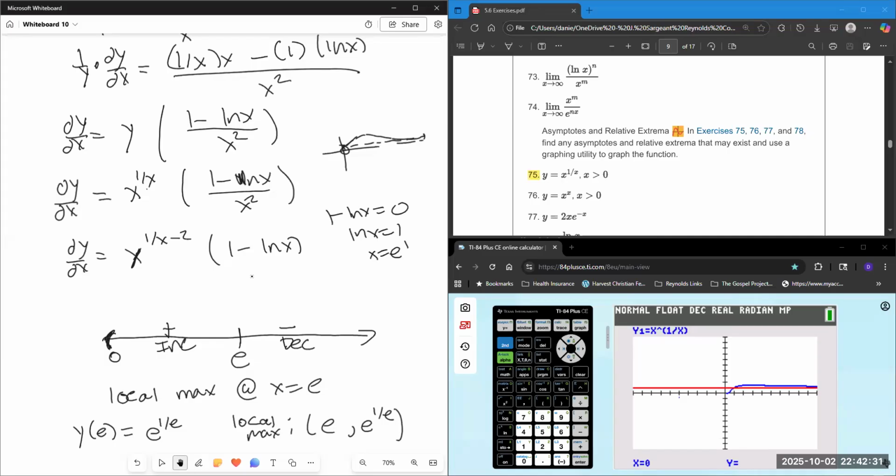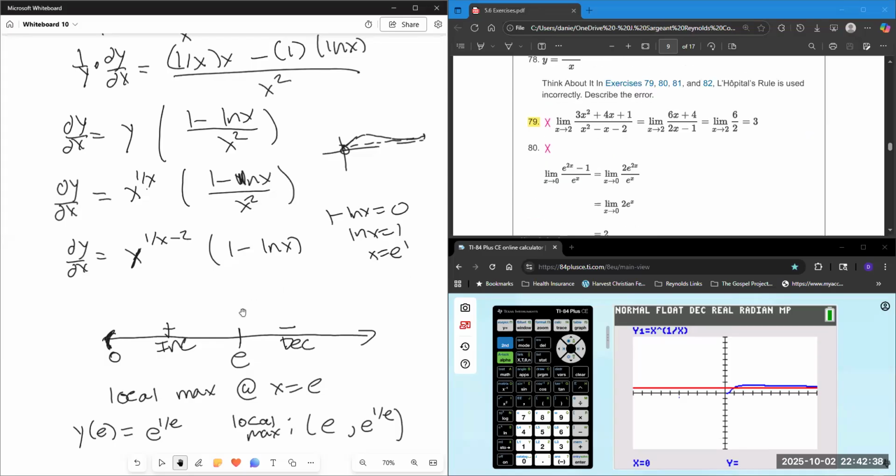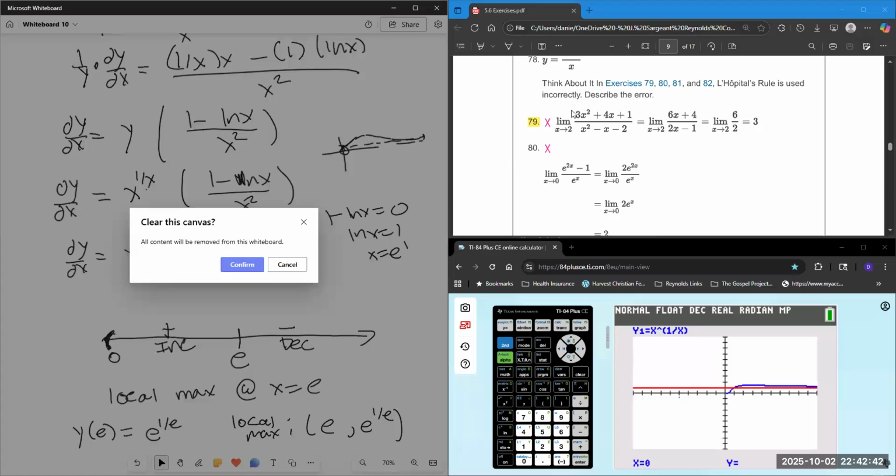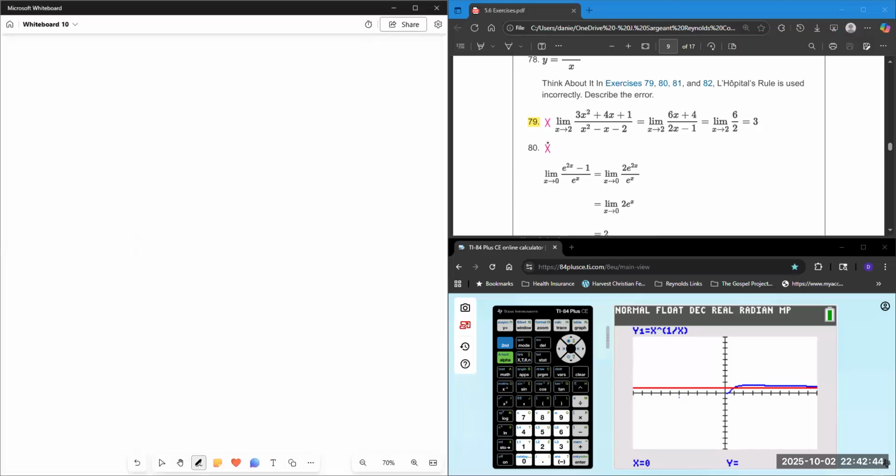All right. We have some error analysis problems now to kind of wrap things up. So when you see these types of problems in the book that have the X next to them, it means that there's a mistake in the problem and they want you to find the mistake. So in 79, it looks like the student used L'Hopital's rule without establishing that they could use L'Hopital's rule. So let's check that out.